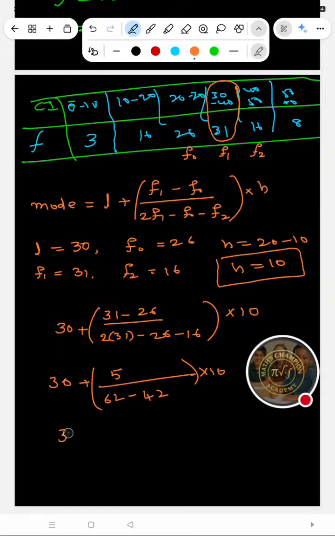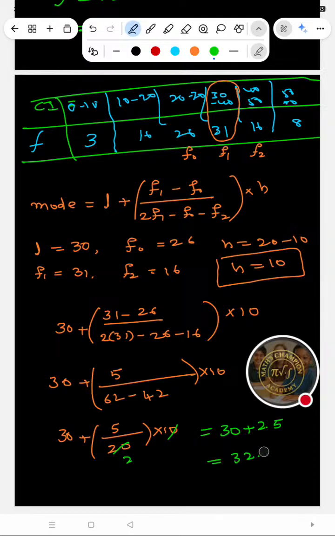So 30 plus 5 by 62 minus 42, how much are you getting? 20 only, into 10. If you do cancellation here, how much are you getting? 10 ones are 10, 2s are... So how much are you getting? 5 by 2 means it is 2.5. 30 plus 2.5. So that is the mode of the class, 32.5. So it is the mode.